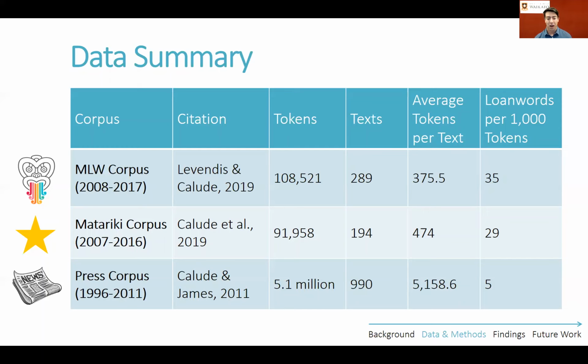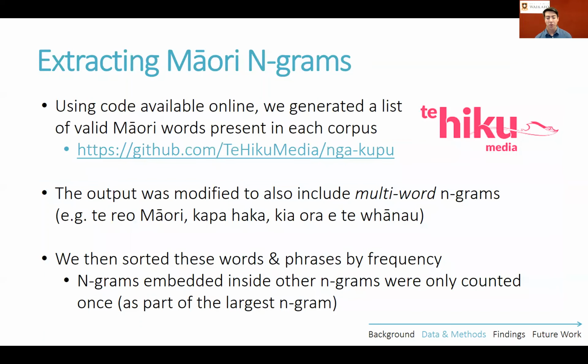In contrast, our third corpus, the press corpus, isn't constrained by topic, so has a much lower loanword rate, and it's sampled over a longer period of time. So you can see that all 3 corpora overlap diachronically, at least in part, facilitating a direct comparison across those years. Sadly, there's limited metadata available about the sociolinguistic profile of each author, so we've had to make do without that.